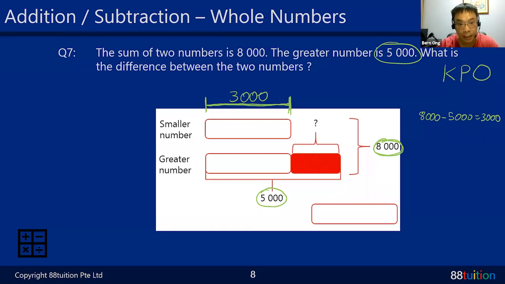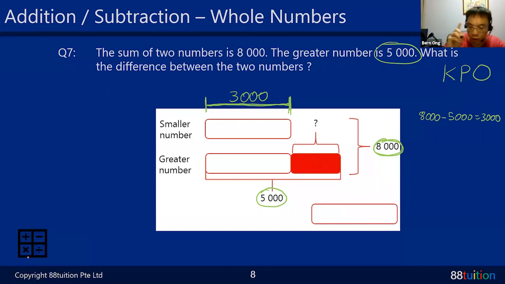Okay. So 3,000 is the smaller number. So people think the answer is 3,000. Is it true? How come? These people never read the question. The question says, what is the difference between the two numbers? Better don't do it so fast. You must understand the question first before writing the answer into the space provided. Not true. The question is talking about the difference between these two numbers.